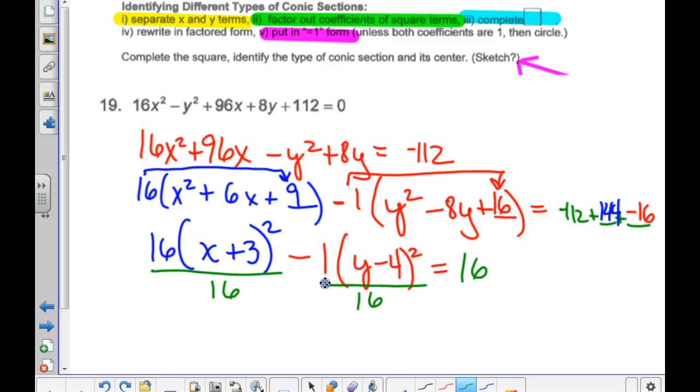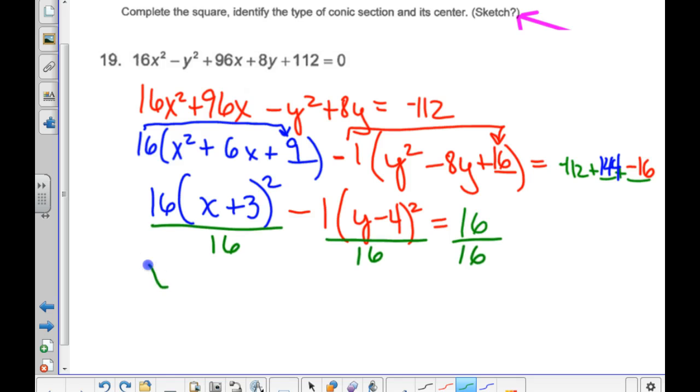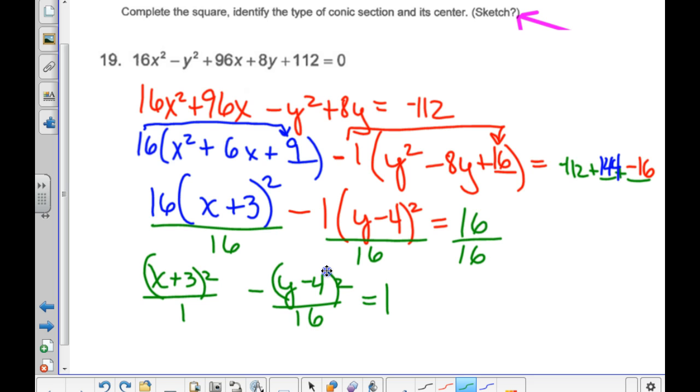So I'm going to divide everything by 16 and have x plus 3 quantity squared over 1 minus y minus 4 quantity squared over 16 equals 1. Why did I want to get to this one? Why is it any different than the last one? The minus makes it different because it made it complicated up here. Is that the only thing that's different? Oh, it's a hyperbola.